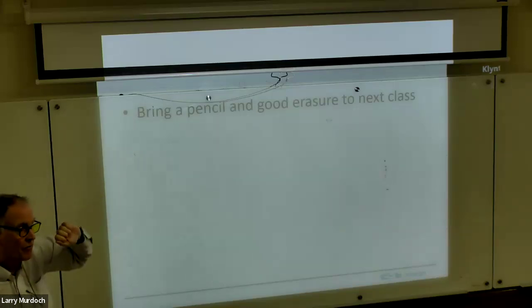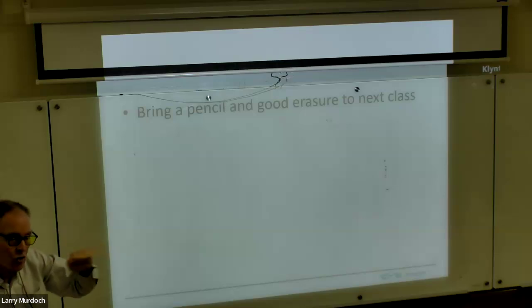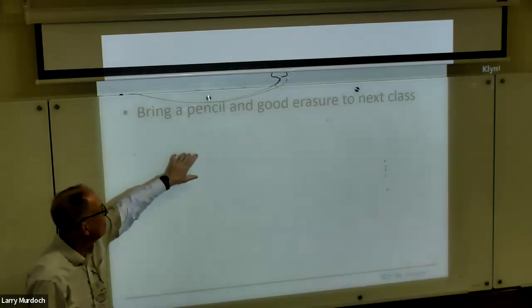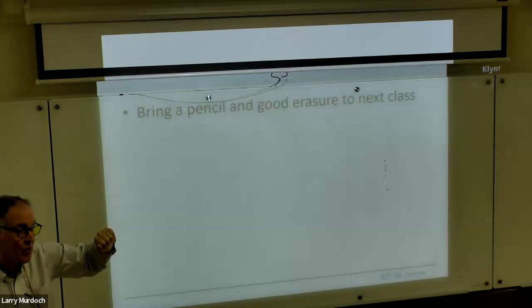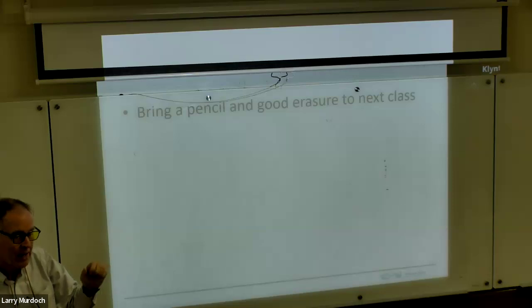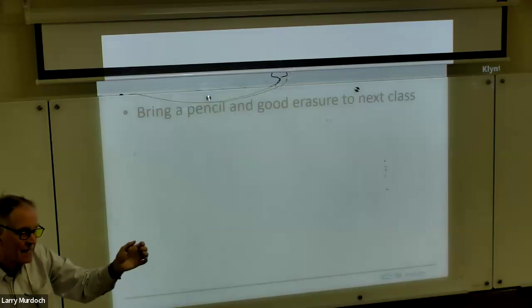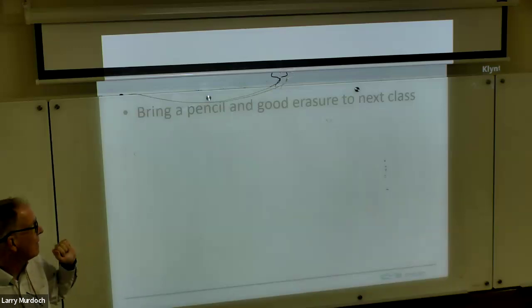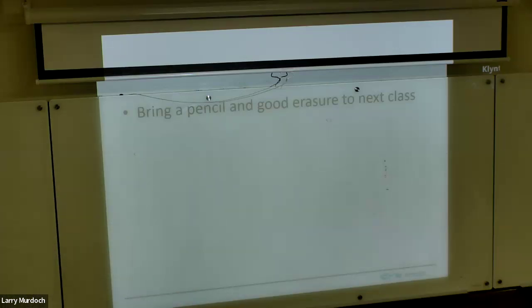And it requires a little bit of an artistic touch, and it'll require a little bit of trial and error sketching. So bring a pencil and a good eraser, because in order to get this to work right, these are flow nets that we'll be drawing. In order to get the flow net to work right, you're going to have to draw some trial lines and then erase them and try again. So you need to have an eraser.